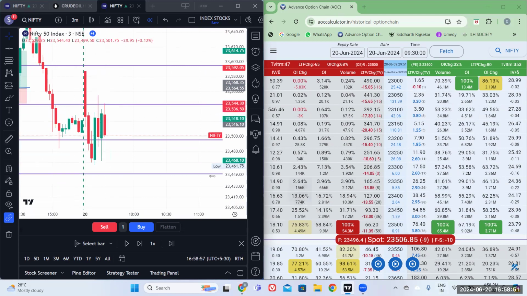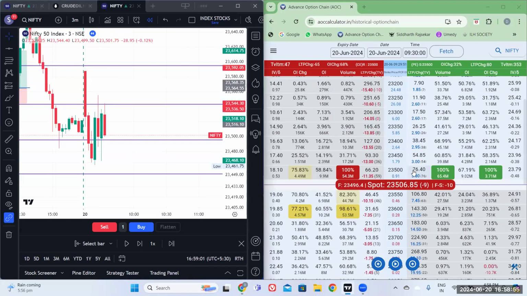But then this also could have been a good trade. Yet whatever rules I am following, wherever the weakness is, I trade one strike price below that. So I was waiting for this, and this is the trade I took.